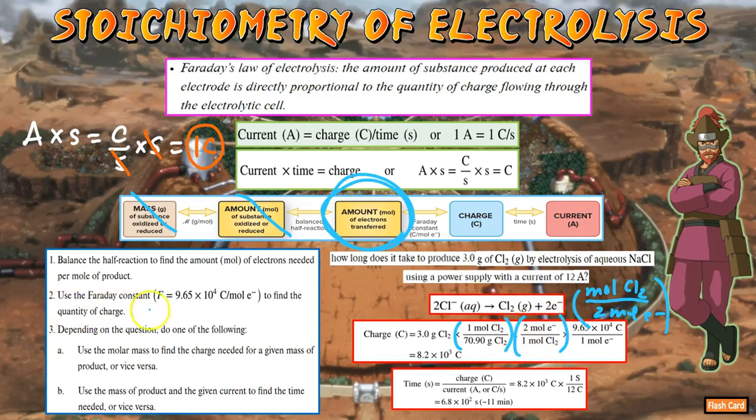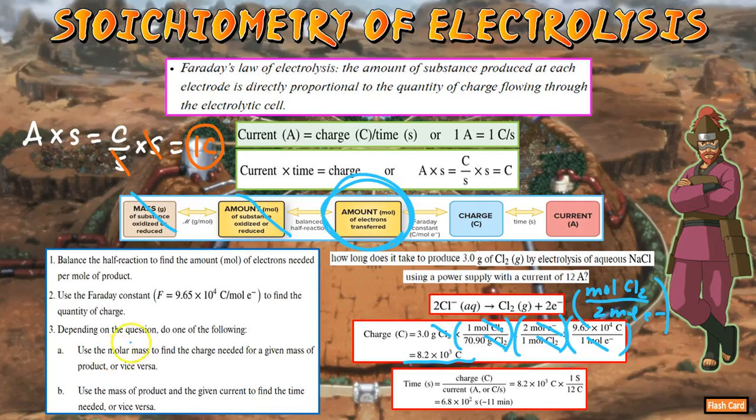Now, we're going to be using Faraday's constant to find the quantity of charge. Since Faraday's constant is for every 1 mole, and we're going to get coulombs, we can multiply by this new conversion factor: 1 mole of electrons gives us 9.65 times 10 to the 4th coulombs. Now moles of electrons cancel, moles of CO2 cancel, and of course grams of CO2 also cancel. We're only left with charge, and we get 8.2 times 10 to the 3 coulombs.